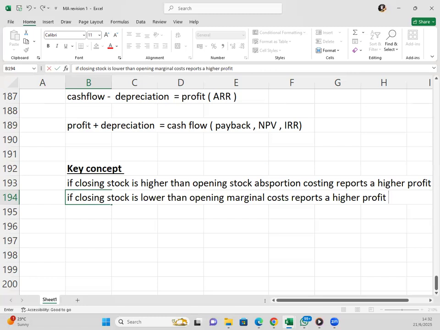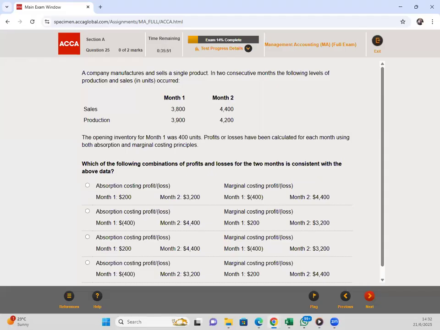So can you try to use that guide to figure out the answer? Let me not spoon feed you. Can you try? Production 3.9. Production 4.2, sales. Is lower.